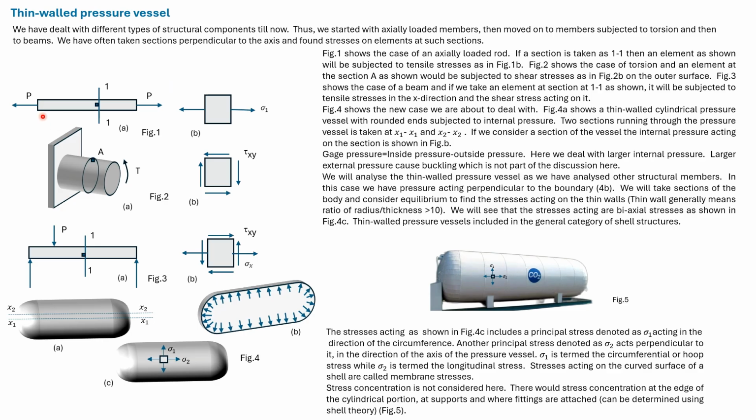So this is a bar subjected to axial loads, and we have taken a section 1-1. This element is subjected to stresses as shown. Here we have a circular bar subjected to torque. If we take a section AA, this will be the stresses on this element. The highest shear stresses occur on the surface, and this element is only subjected to shear stresses.